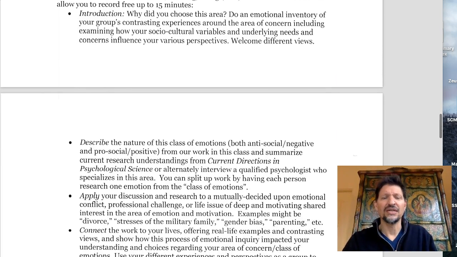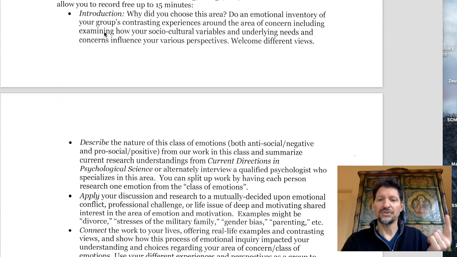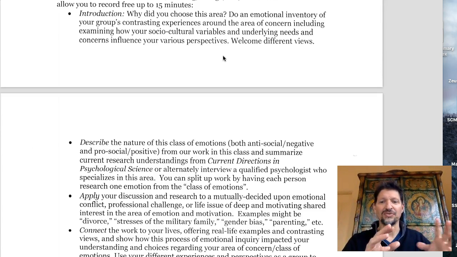Again, here's the introduction. Why did you choose this area? Do an emotional inventory of your group's contrasting experiences around the area of concern, like sadness or depression or anger, whatever it happens to be, including examining how your sociocultural variables, things like gender, religion, ethnic background, and so forth, have influenced your various perspectives, as well as your own underlying needs and concerns. Welcome different views. It's great to have disagreements, or supposed disagreements. I just like to call them different experiences and perspectives because it creates a really rich ground. And you just have to share those things.